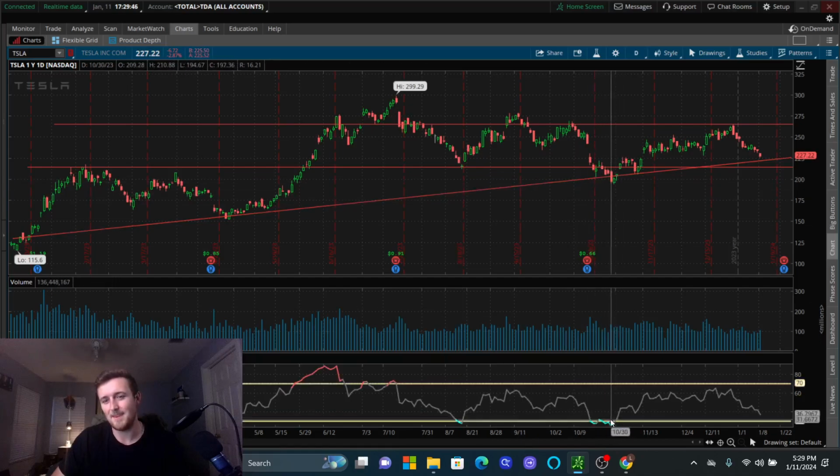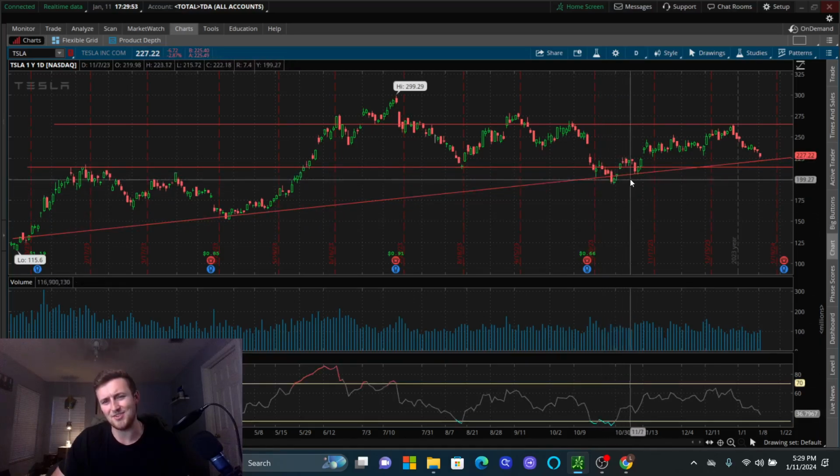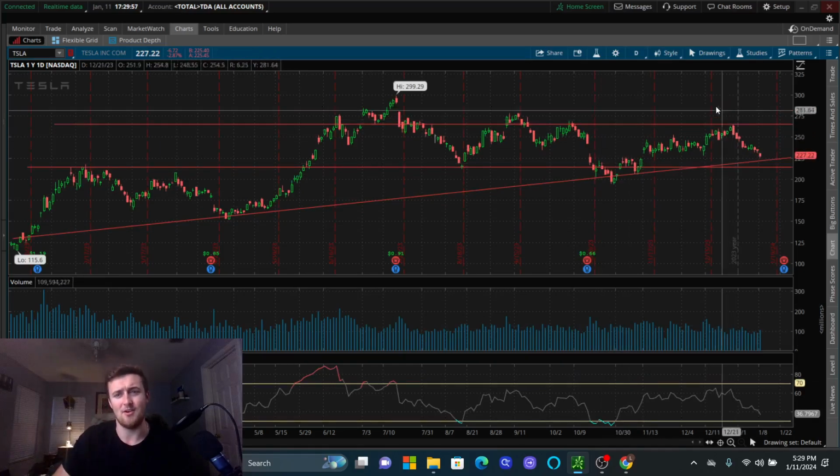Look right here. Now you have a trade, you have this stock trading between the trend line, the support zone, and the RSI is oversold. And look, it went right up to 260. That's a high probability trade right there. Just these three tools alone can give yourself an awesome trading edge.